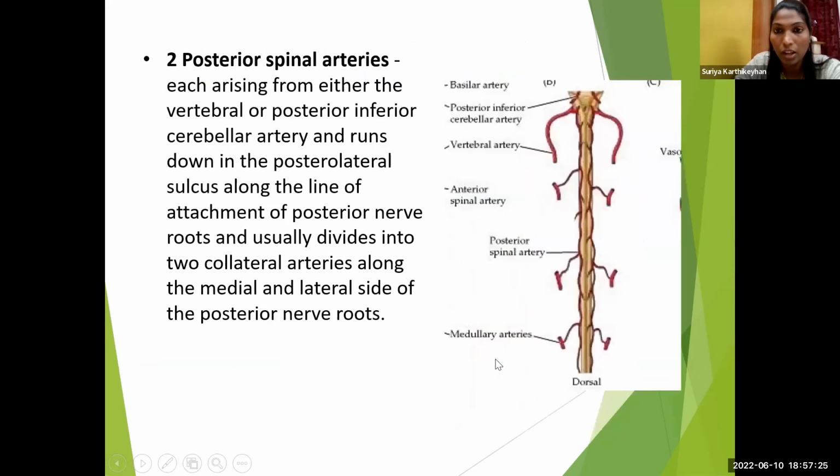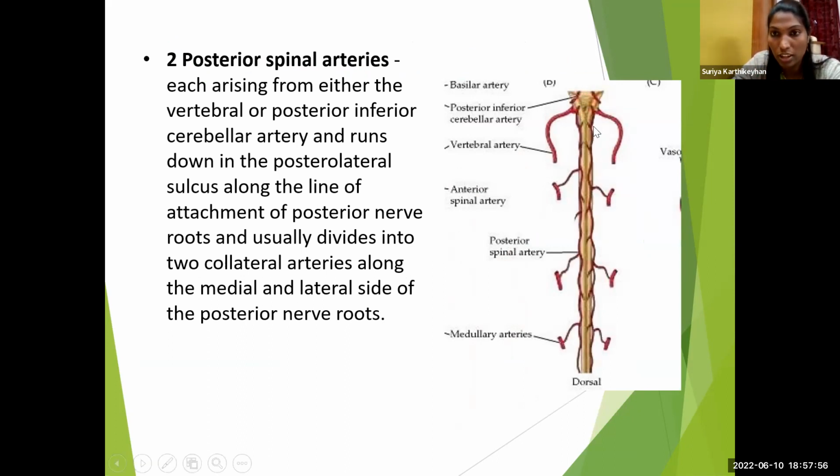Okay. Coming to the posterior spinal artery. The posterior spinal artery can be a branch from the vertebral artery, or otherwise a branch from PICA. PICA is the posterior inferior cerebellar artery. So it can be a branch from the posterior inferior cerebellar artery, or it can arise from the vertebral artery. These will not unite to form a single artery. Both branches run down as two arteries. So we have only one anterior spinal artery, but two posterior spinal arteries.